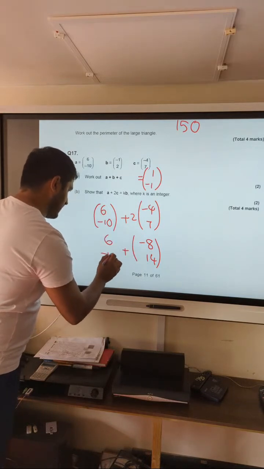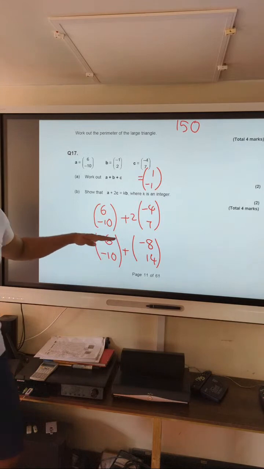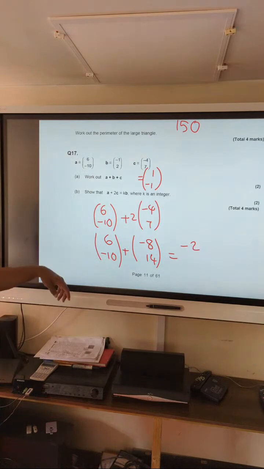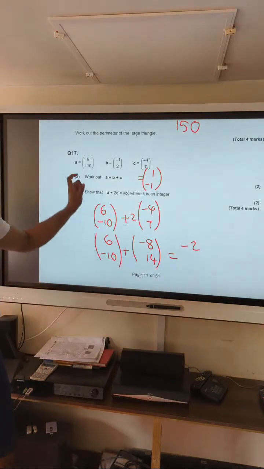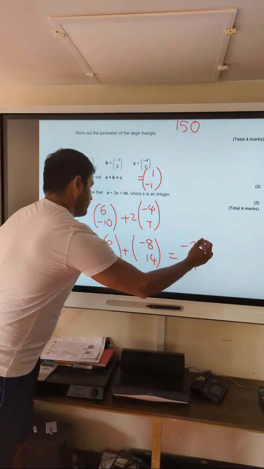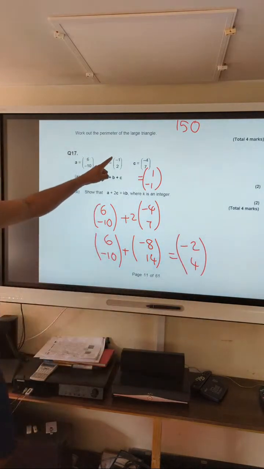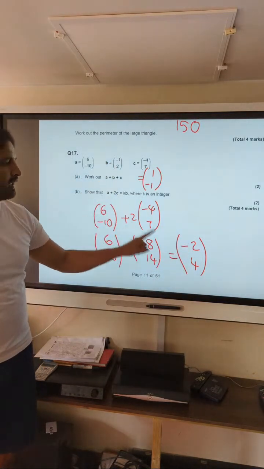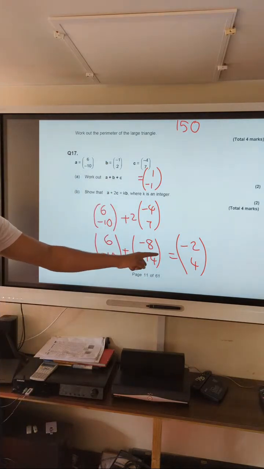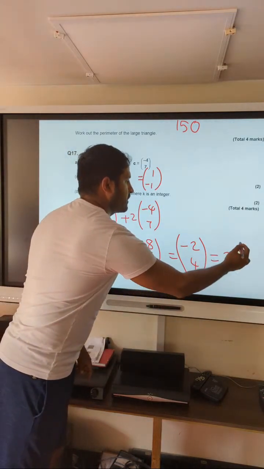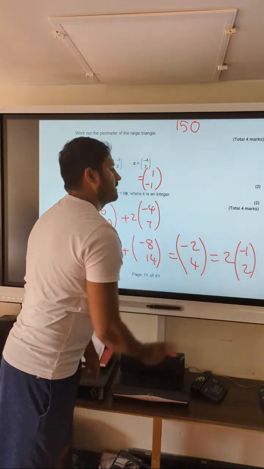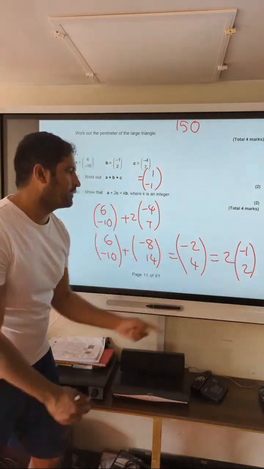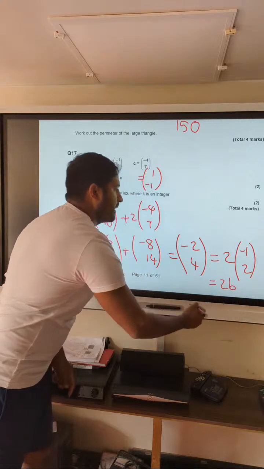Add 6 and -10. 6 forward, 8 back. That means you're just going 2 in the negative direction. Okay, and then -10 and 14 up. So you're going 4 in the positive direction. Now if you look at it, double that B, you get -2 and 4. So we can actually write that in terms of B. So this is exactly the same as 2 times -1 and 2. Okay, so the value of k is 2, and we get B as -1 and 2. So you can say it would be 2 times the vector B.